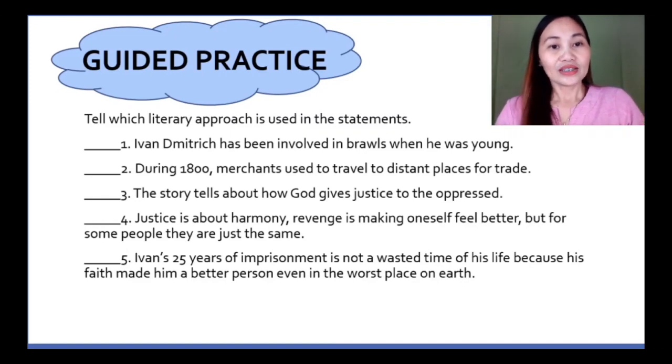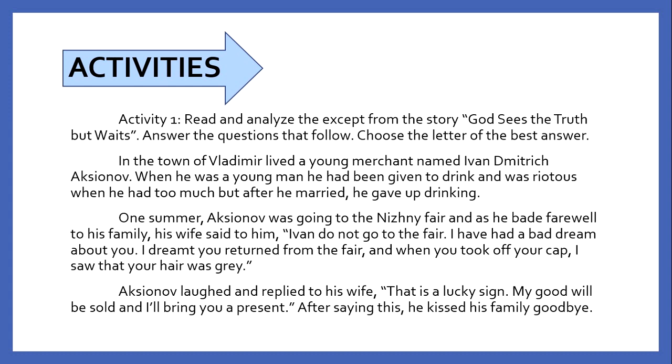Number 3. The story tells about how God gives justice to the oppressed. Number 4. Justice is about harmony. Revenge is making oneself feel better, but for some people, they are just the same. And number 5. Ivan's 25 years of imprisonment is not wasted time of his life because his faith made him a better person even in the worst place on earth.